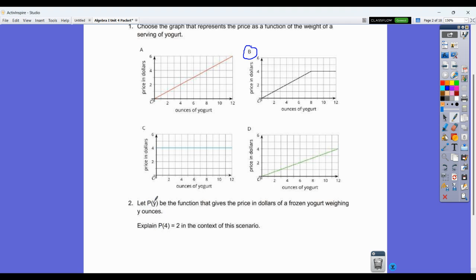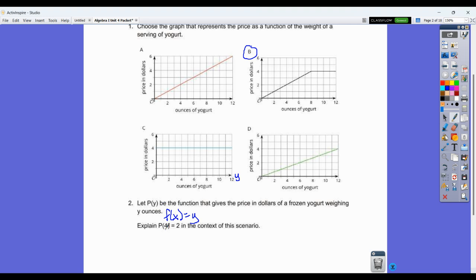So then let P of y be the function that gives the price in dollars of a frozen yogurt weighing y ounces. Explain P of 4 equal to 2 in the context of this scenario. So remember, we've talked about the fact that f of x is equal to y. In this case, that 4 represents the x and that 2 represents the y. Now, a little bit confusing here because y is the number of ounces. So they're telling us that y is this axis down here, but that's just how we have to read that.